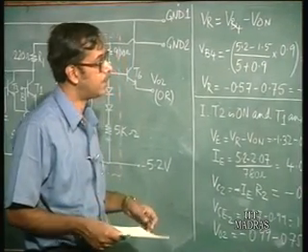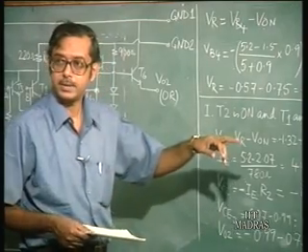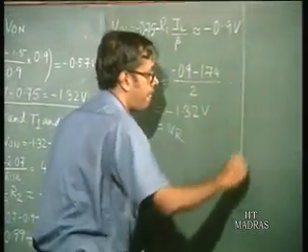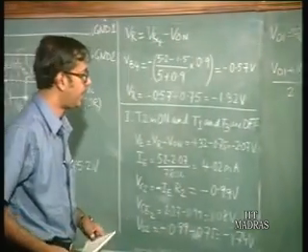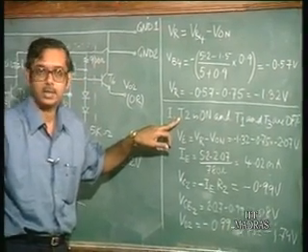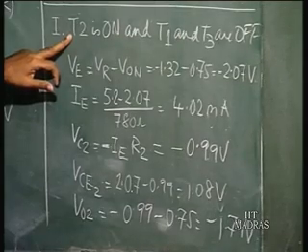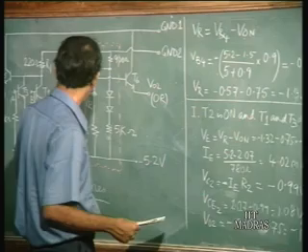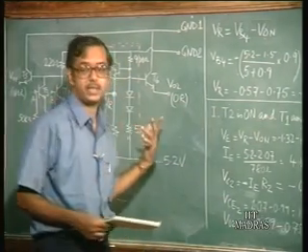So, this is about the case where T2 is on and T1 and T3 are off. Now, let us take the other case, that is T2 is off and T1 or T3 is on. What is going to happen?